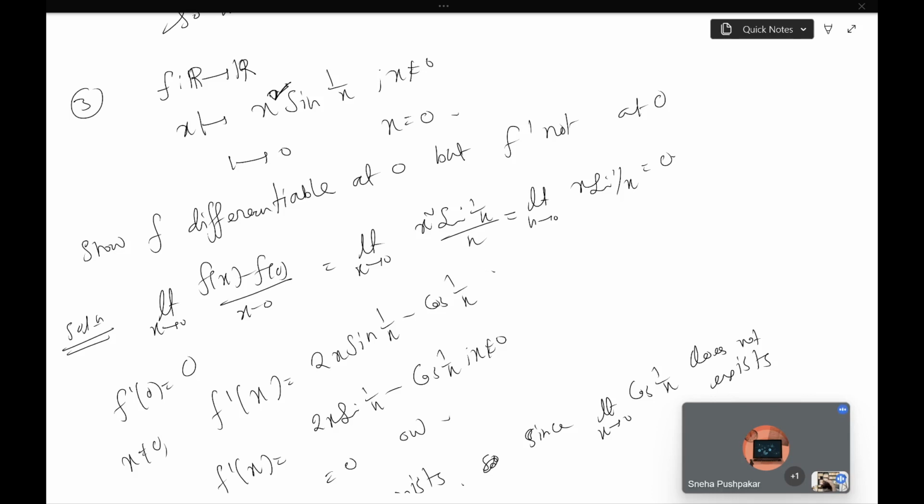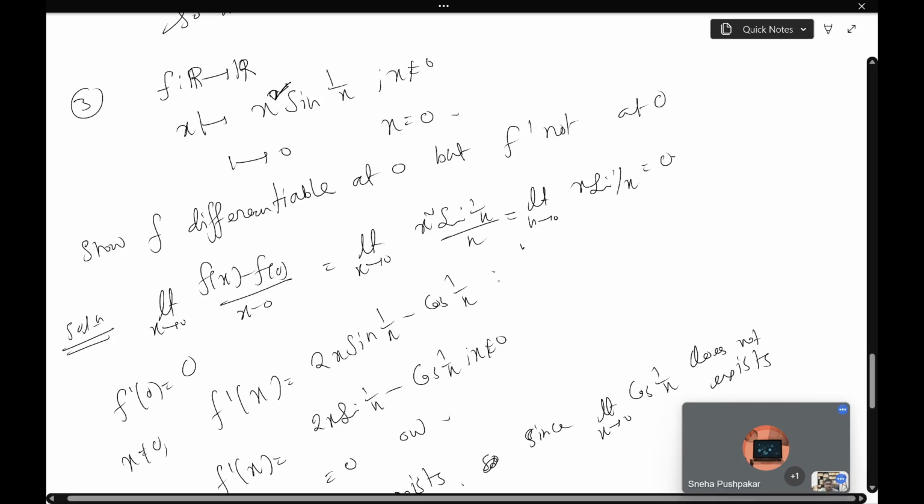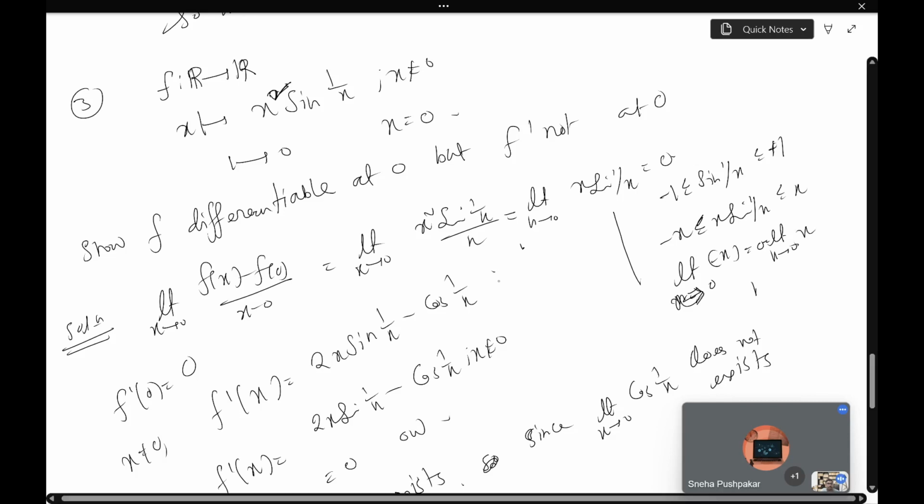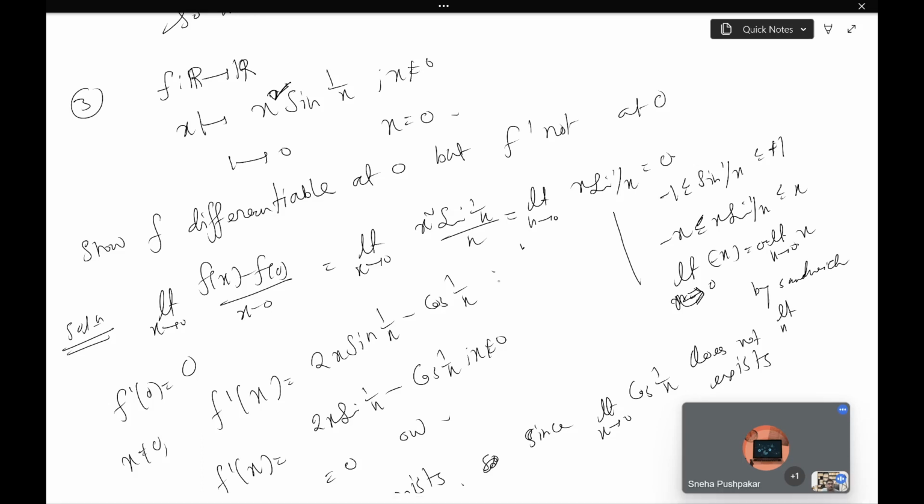So same thing? No, actually, we cannot apply that directly here. So this will be like this. Sine 1 by x lies from -1 to +1, right? Now multiply x on both sides. Now obviously the limit as x goes to 0 minus of x and the limit as x goes to 0 plus of x are both 0. So by the sandwich theorem, the limit as x goes to 0 of x sine 1 by x equals 0.